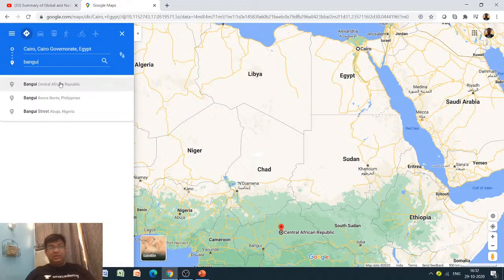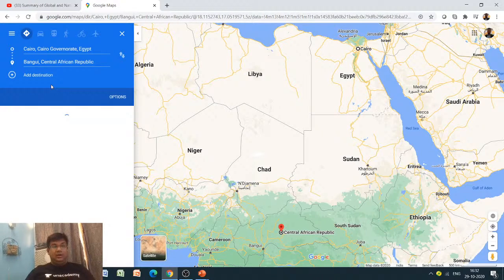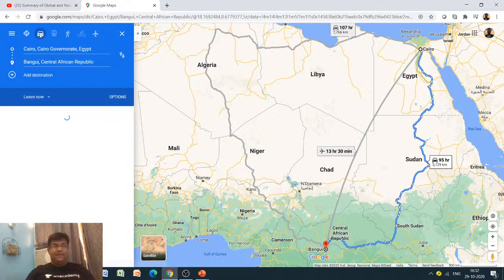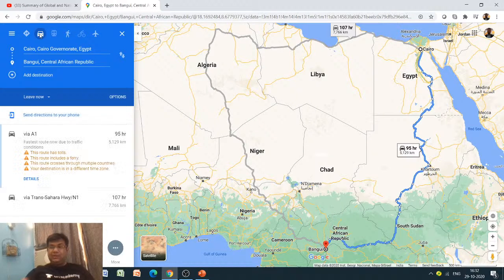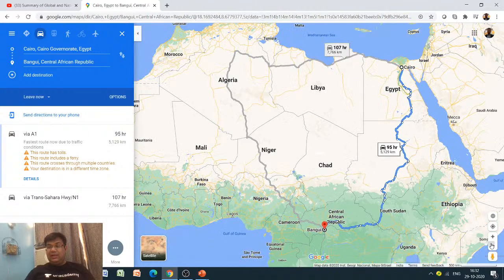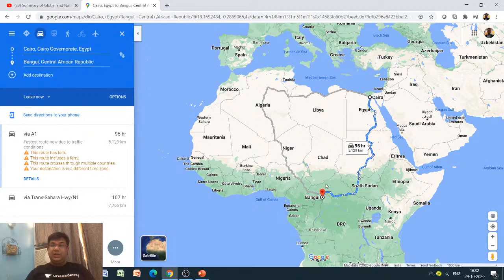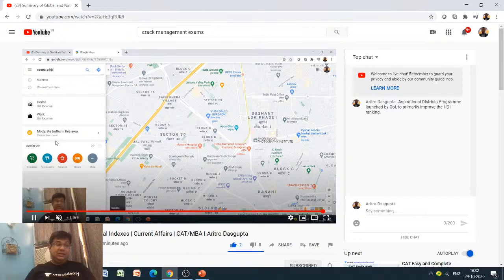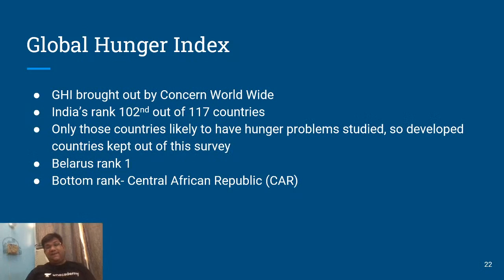So Chad, you can see, is completely within the, shall we say, Chad is completely within the Sahara Desert. CAR is slightly outside, so it is actually showing in green. So it shouldn't be that bad actually. But Chad, you can imagine, is completely landlocked and completely surrounded. So that is where India's rank gets particularly bad in this case. Right, so this is the Central African Republic.